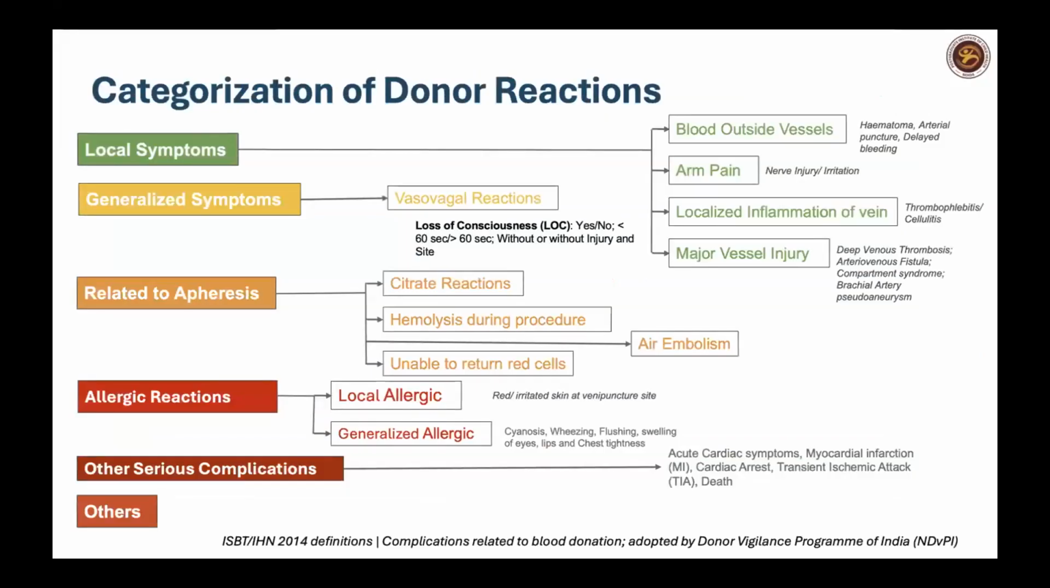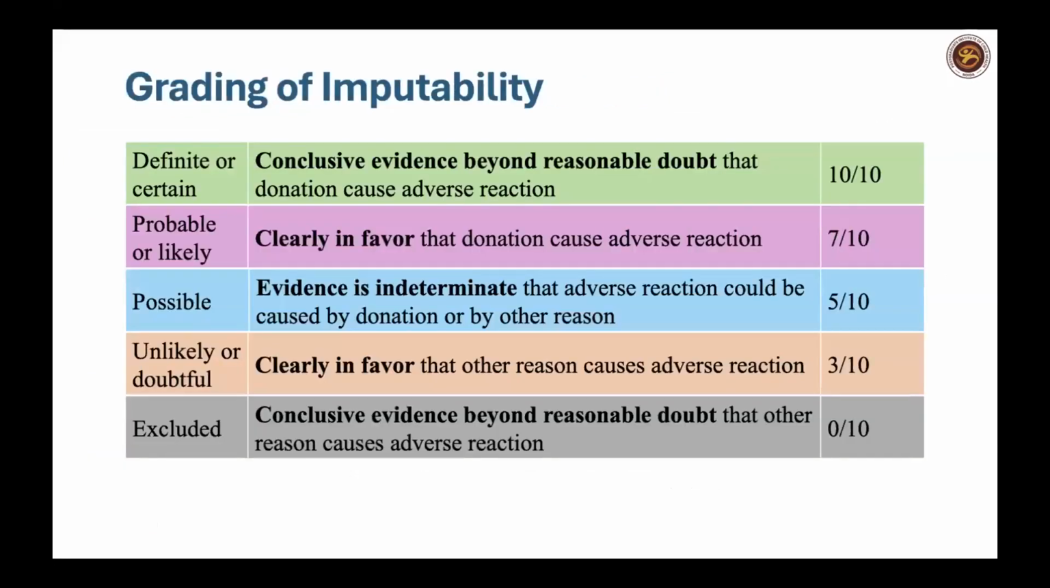This is a big list of characterizations of donor reactions provided by ISBT and IHN. They are classified as local, generalized, related to apheresis, allergic, and some serious cardiac events as well. They are further classified by whether blood is outside the vessel, if there is pain, or injury to any major vessel. As far as apheresis is concerned, there are citrate-related reactions, hemolysis during the procedure, and rarely even air embolism and an inability to return blood to a donor.